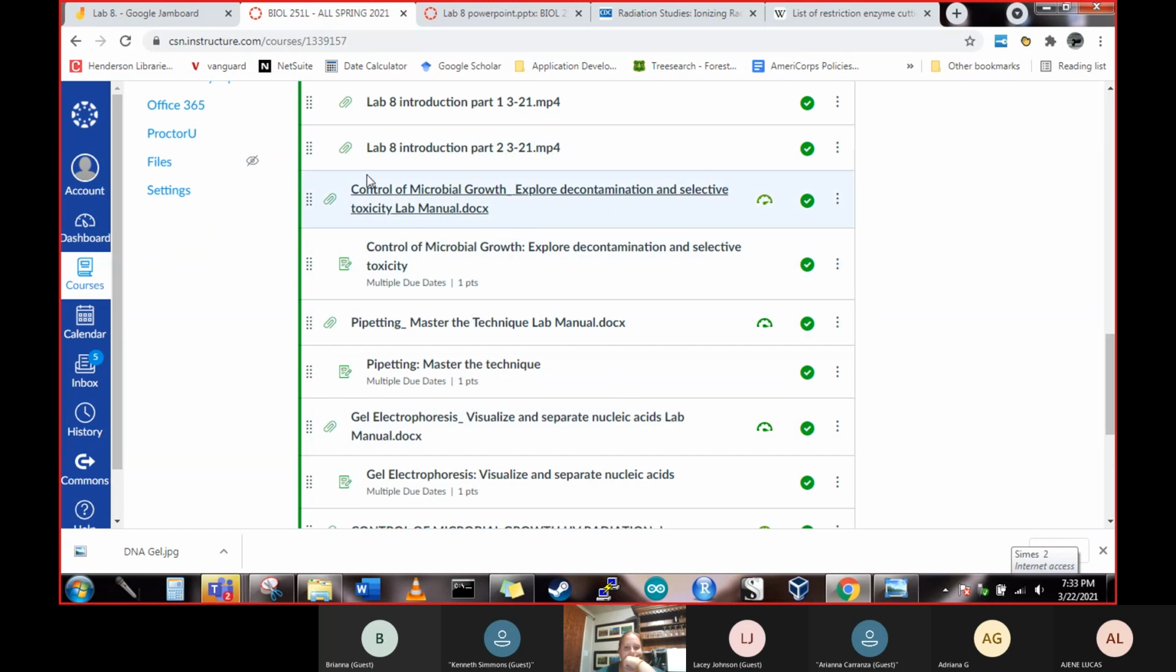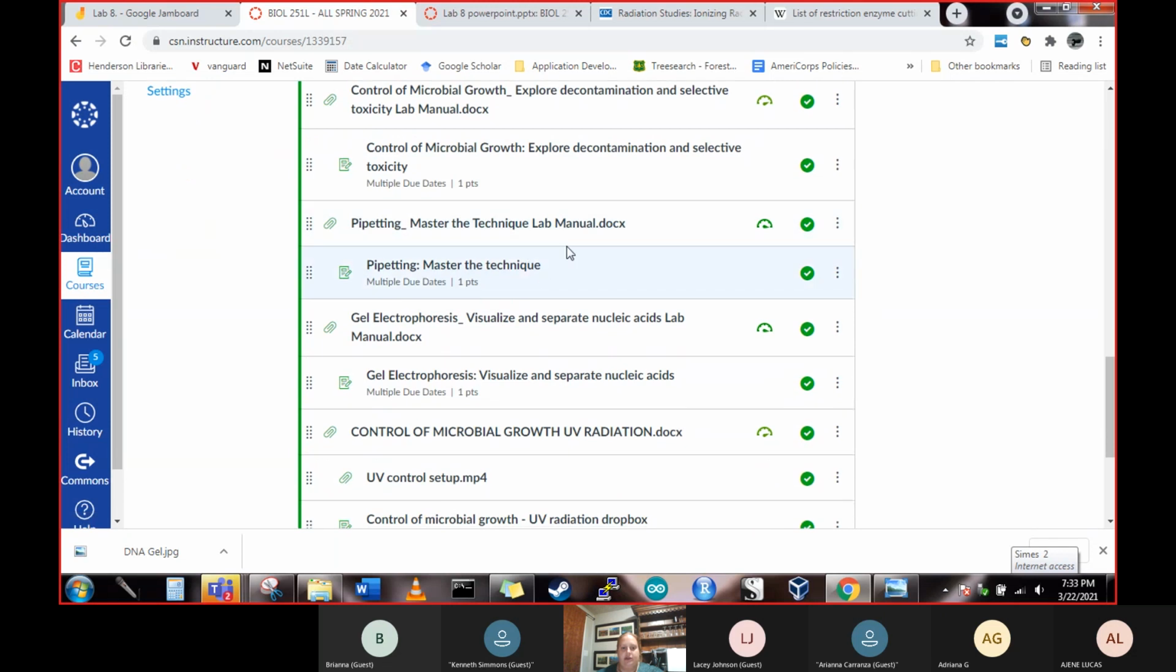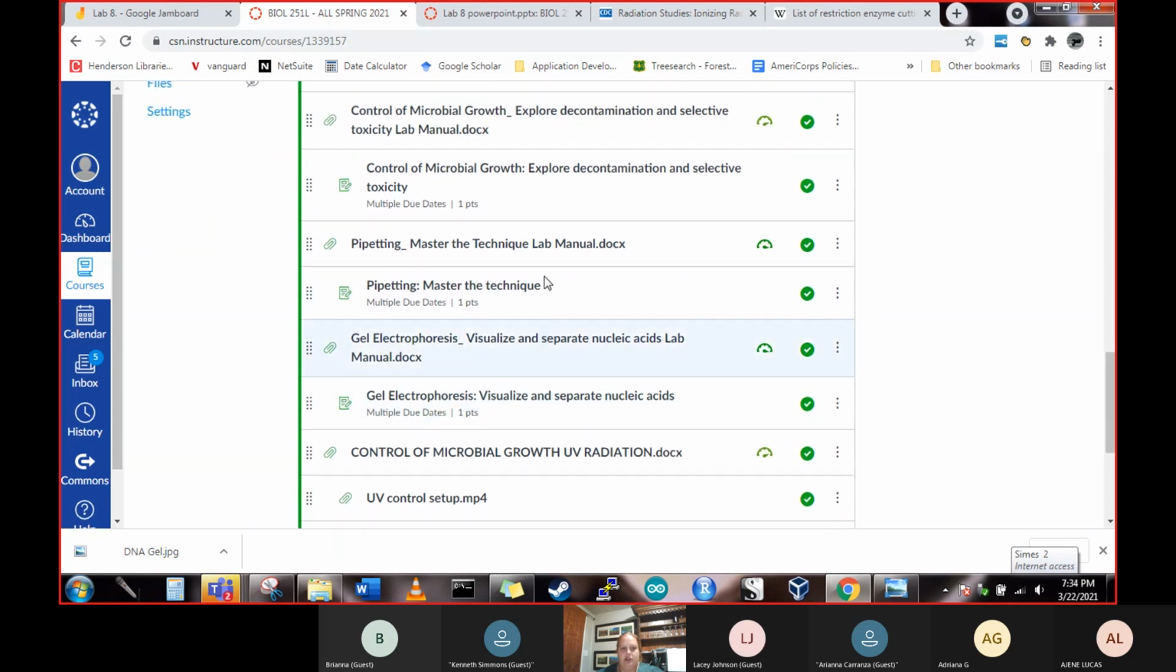You have your control of microbial growth. This is a Labster simulation. Pipetting, mastering the technique, also a Labster simulation. So there's 2 Labster simulations there. Gel electrophoresis, also a Labster simulation. So you guys have 3 simulations to do this week.